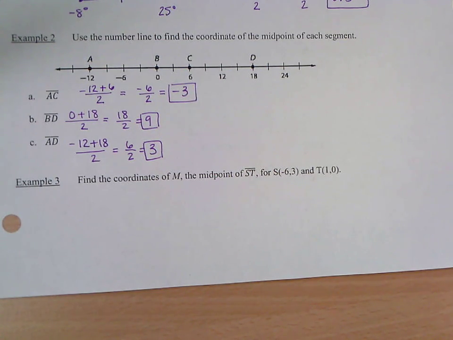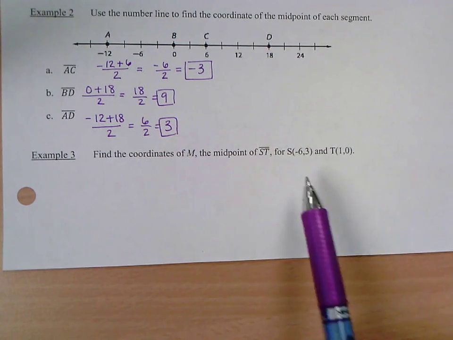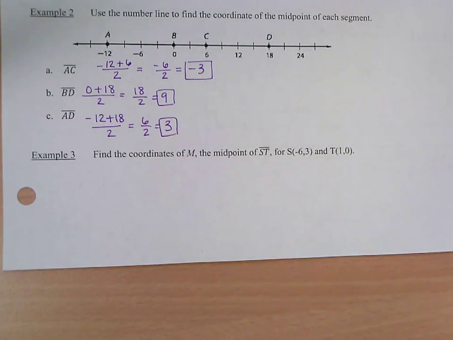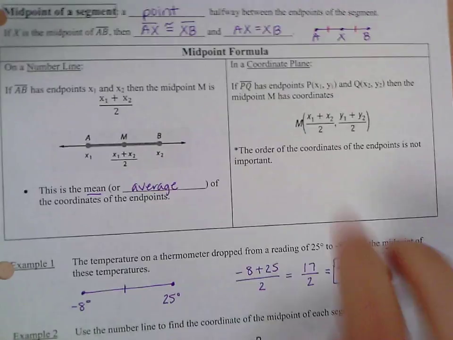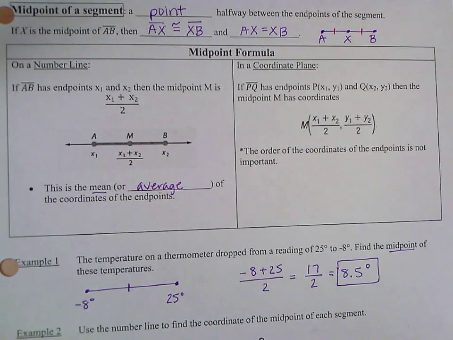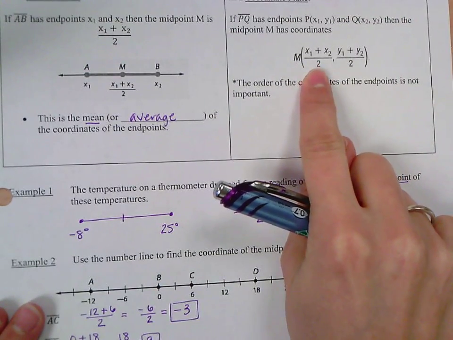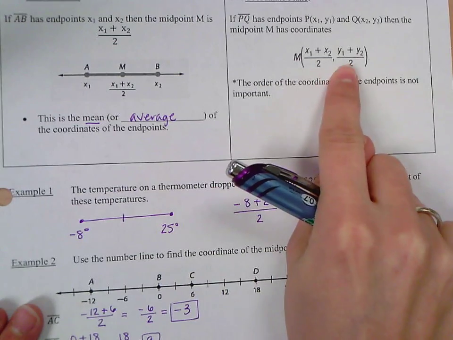Okay, because now we move into midpoint on a coordinate plane, or when you have actual coordinates, ordered pairs, to find the midpoint. So example 3 says find the coordinates of M, the midpoint of segment ST, for S being the ordered pair negative 6, 3, T being the ordered pair 1, 0. Okay, so this is where we're using this formula here. So you are getting an ordered pair. The midpoint of two ordered pairs is another ordered pair. And notice again in this formula, the x coordinate is the average of the two endpoints. The y coordinate is again the average of the two endpoints.